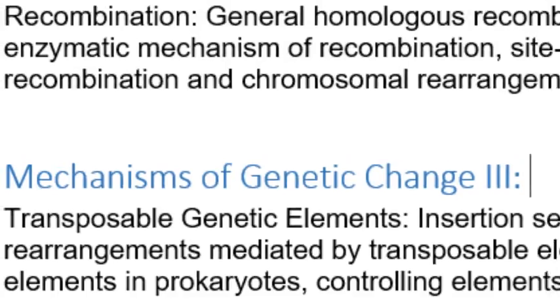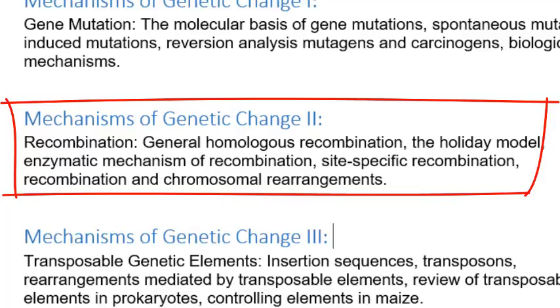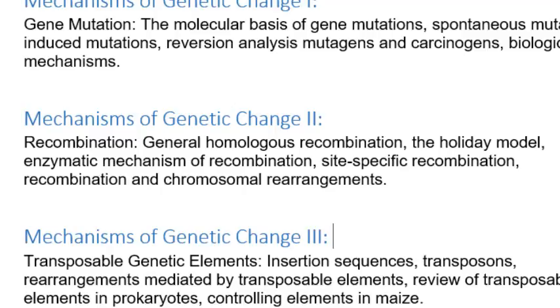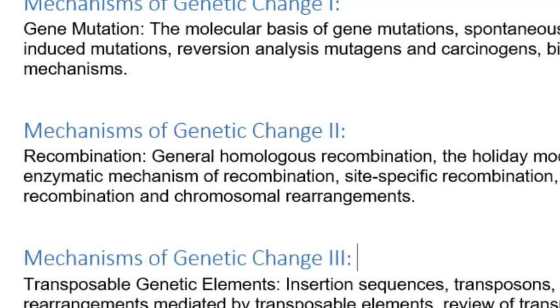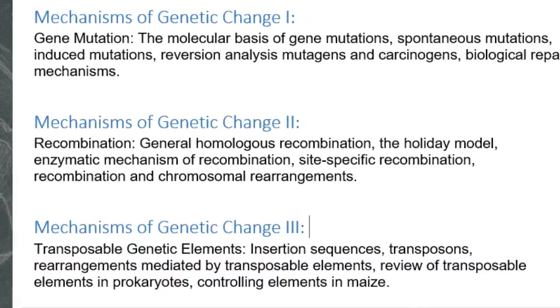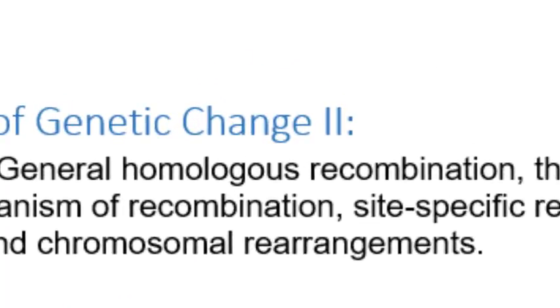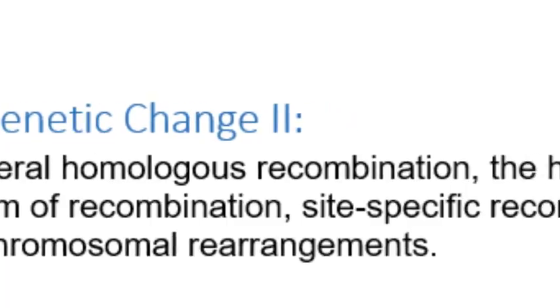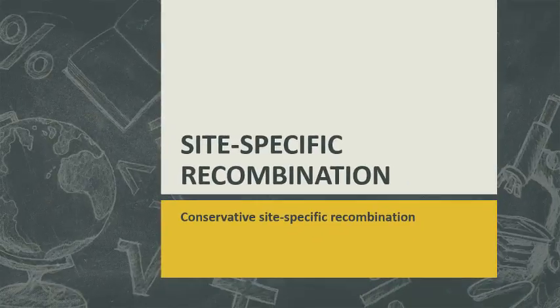Now, we are discussing mechanisms of genetic change 2. We somehow skipped the first part, which was mechanism of genetic change 1, gene mutation. In this second part, we were discussing recombination, the general homologous recombination. We have discussed the Holliday model. And now, as you can see on the slide in front of you, it's site-specific recombination, or what they call conservative site-specific recombination.